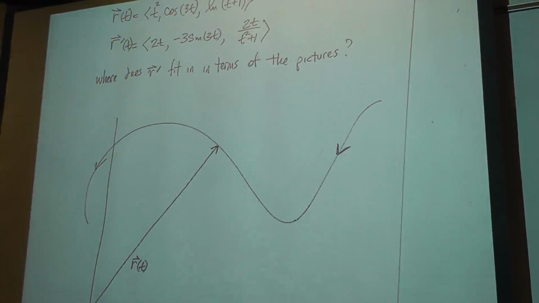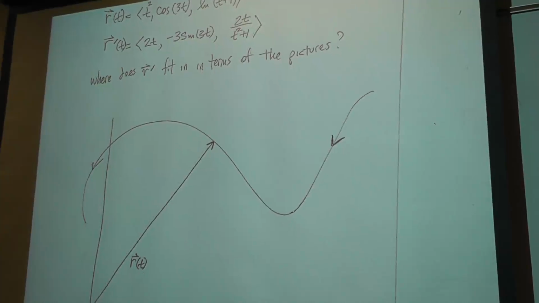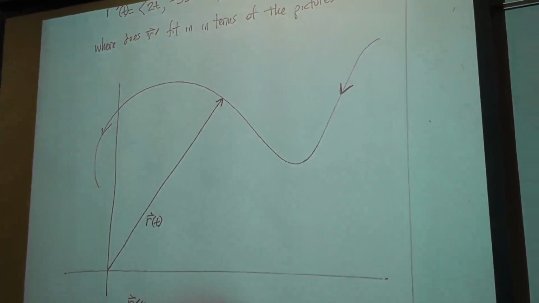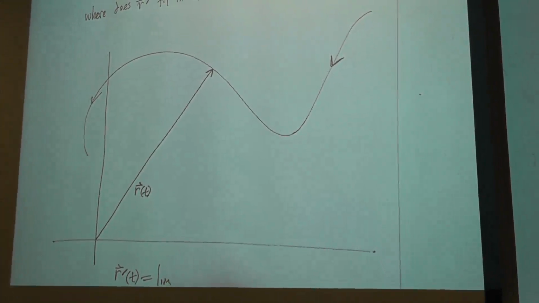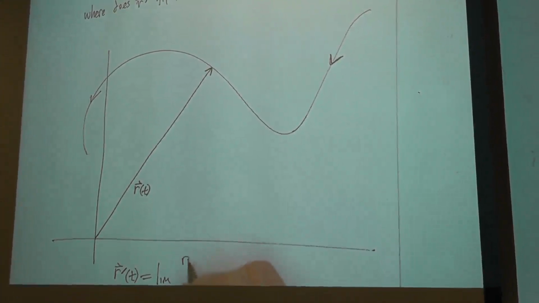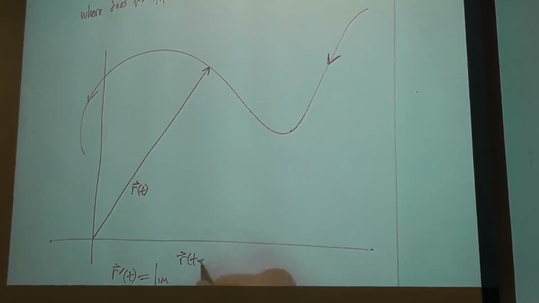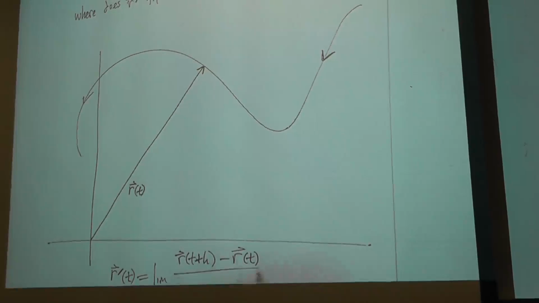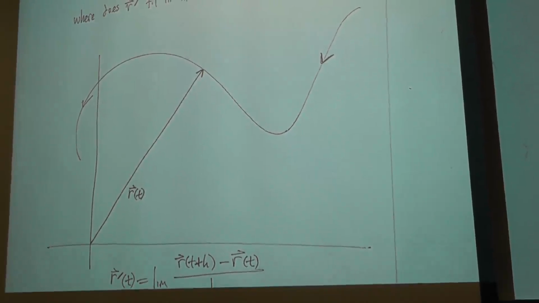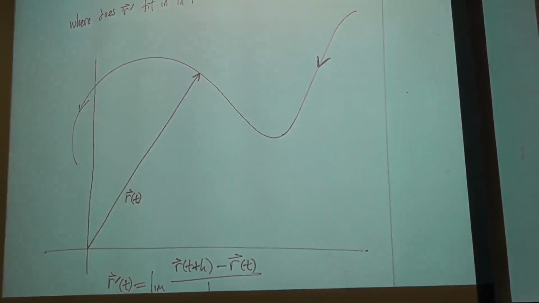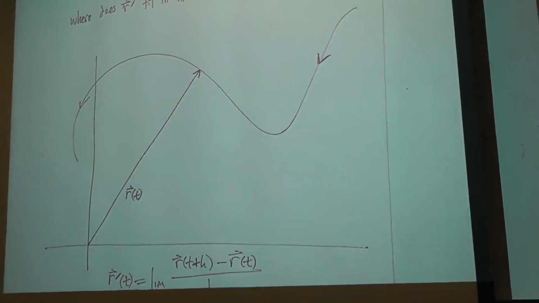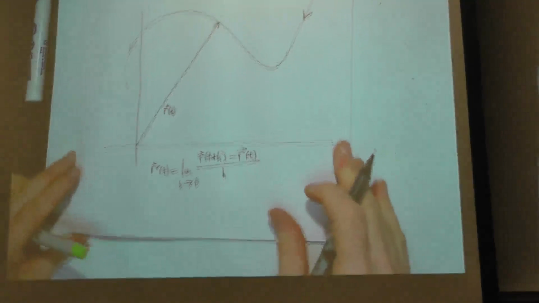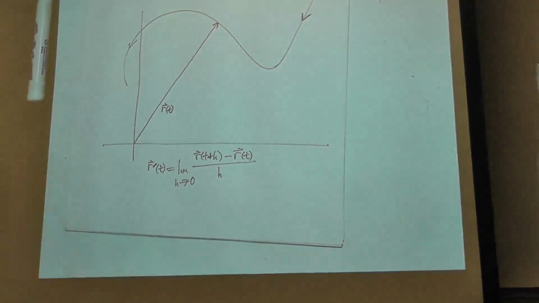I'd like to draw in R prime of t. So going back to Calc 1, R prime of t is going to be the limit as h goes to 0 of R of t plus h minus R of t, all over h. Just your standard difference quotient.